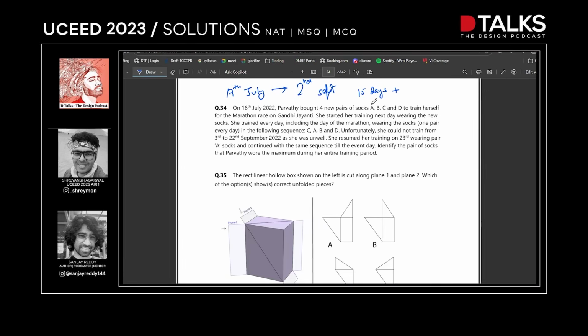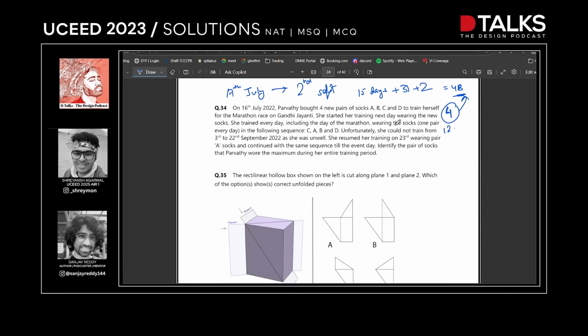15 days plus, in August, there's a total of 31 days again. Then 2 days of September, 1st and 2nd, gives you a total of 48. Now, she's wearing four socks in this sequence, so it is repeating every 4 days. If the number of days is a multiple of 4, each sock has been worn an equal number of times. So each sock has been worn 12 times till 2nd September, 48 divided by 4.